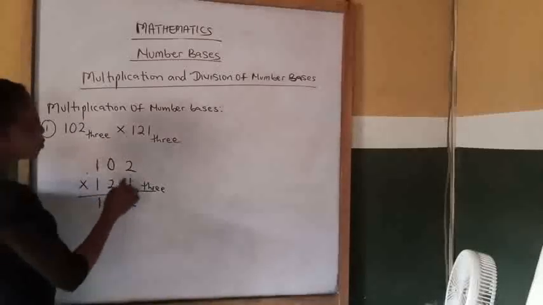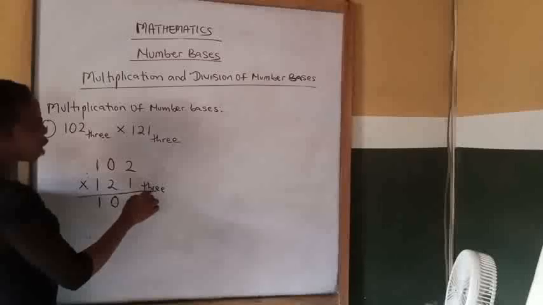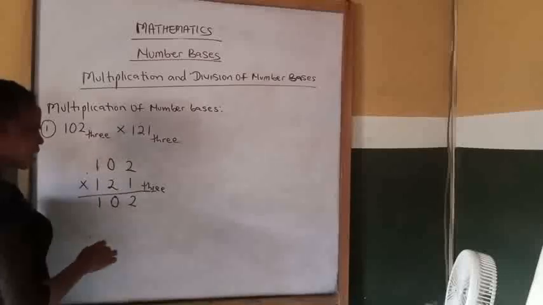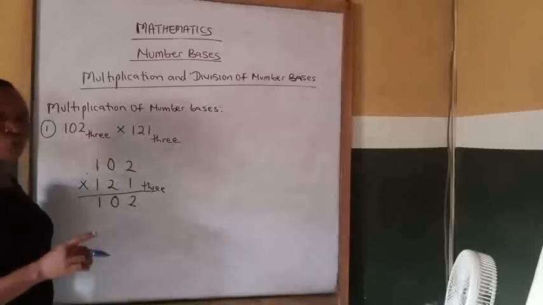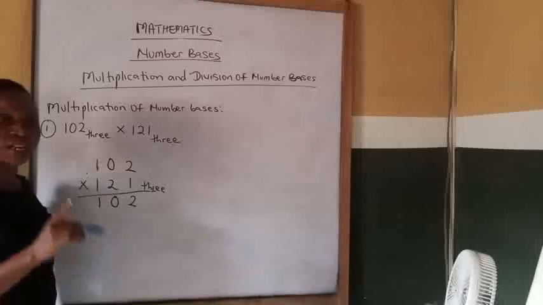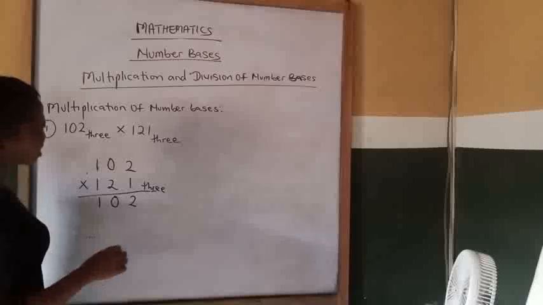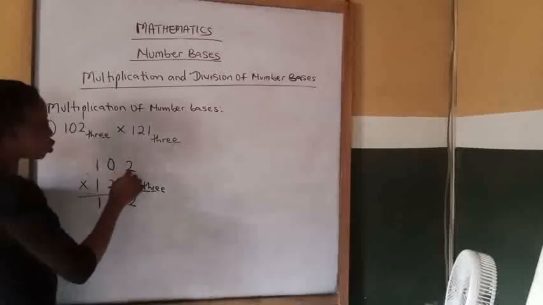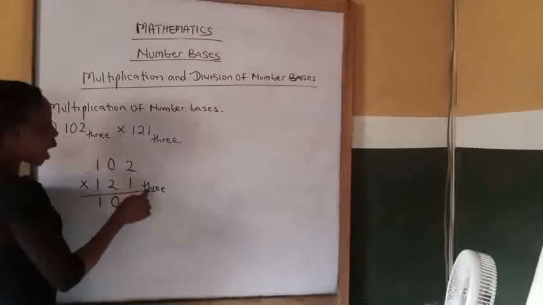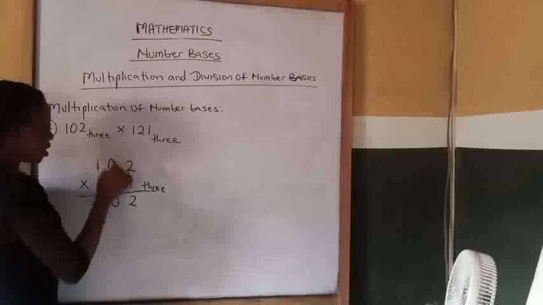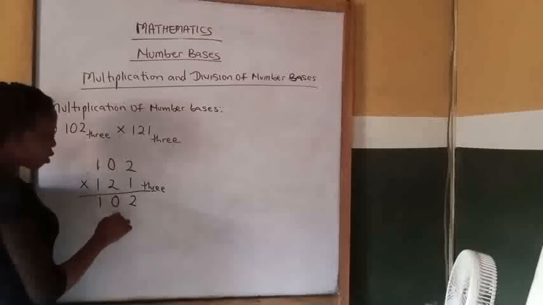You don't write that 4 because your answer is up to your base now. You divide by your base, then you write your remainder. When your answer is equivalent to your base or greater than your base, you don't write it, you divide by your base and you write your remainder. So 2 times 2 is 4. How many 3 can we get in 4? 1, remainder 1.